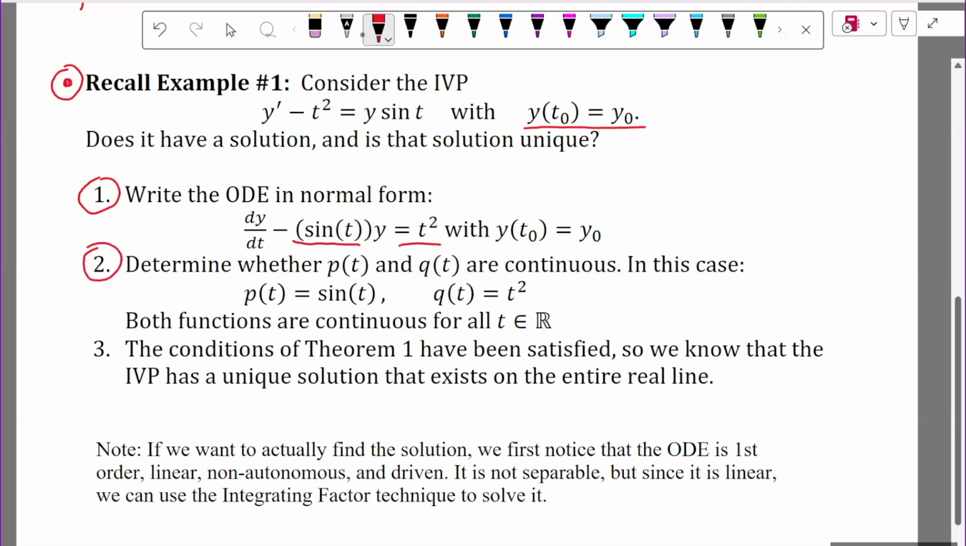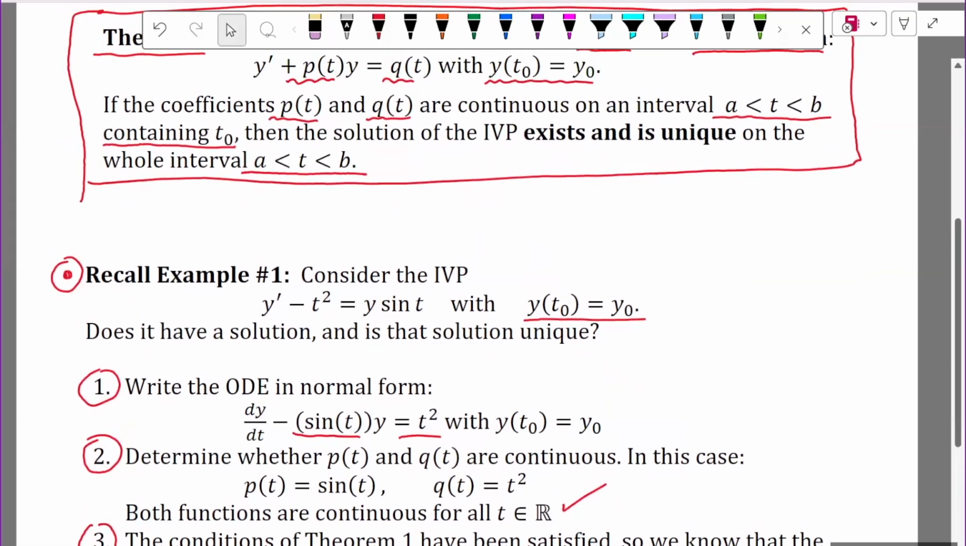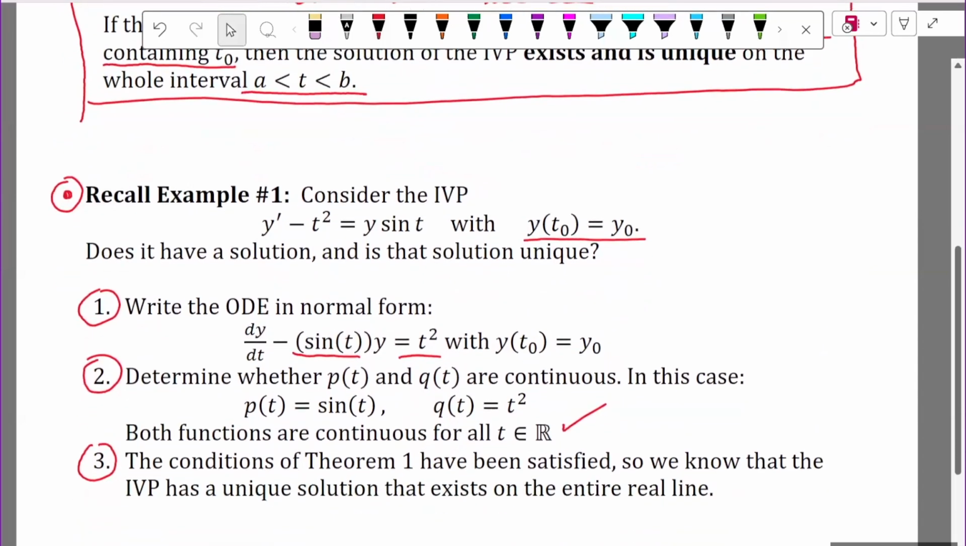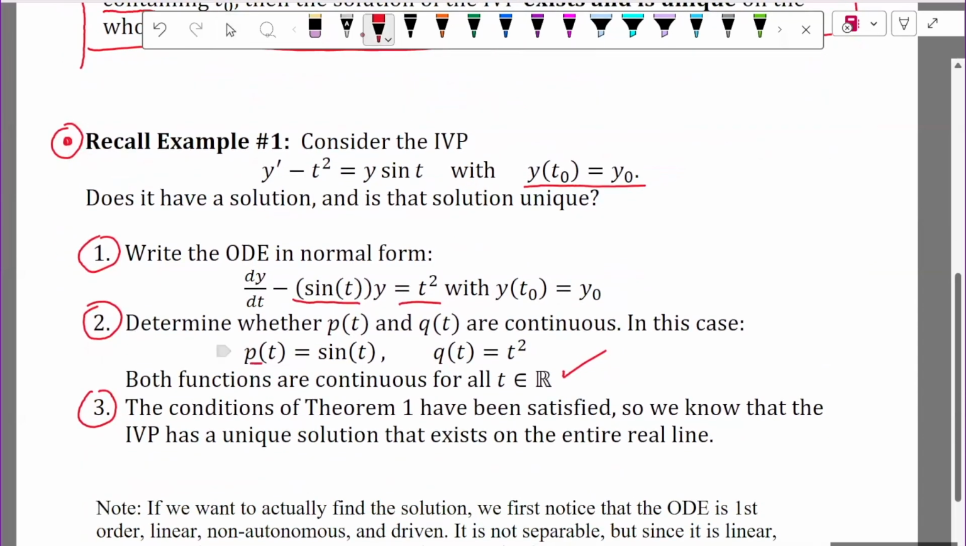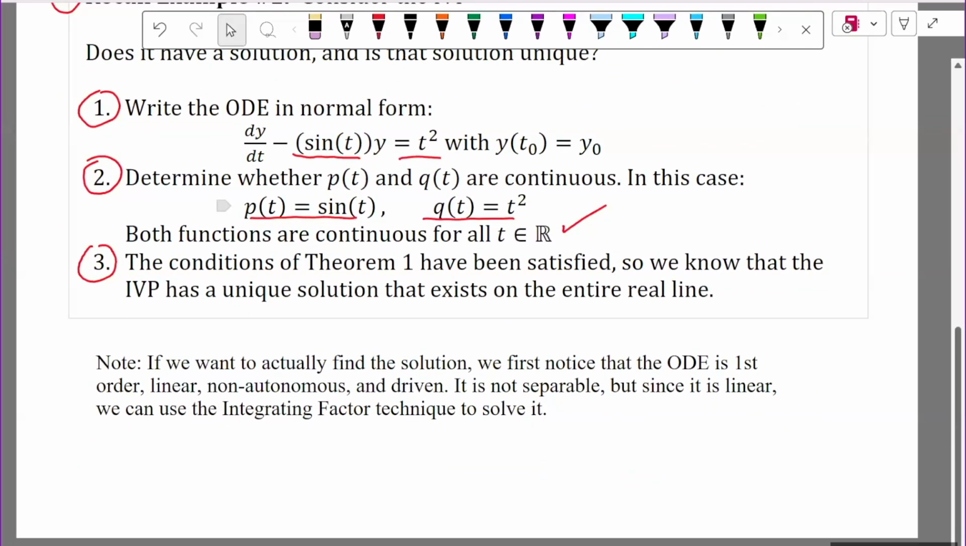Then we determine whether P and Q are continuous. Sine t and t squared are actually both continuous on the entire real line. So the conditions of Theorem 1 are met, which means that we are now guaranteed by Theorem 1 that this ODE has a solution on the entire real line because our P and Q are continuous on the entire real line.